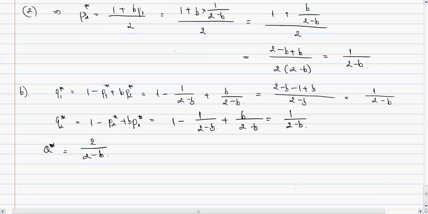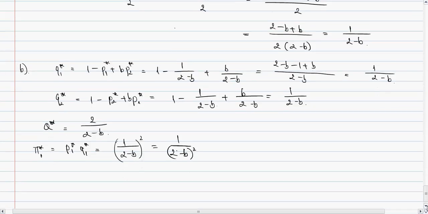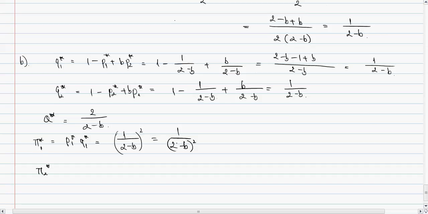And the profit for each of the firms: the profit for firm 1 will be the price of firm 1 multiplied by the quantity of firm 1. So that will be 1 over (2 minus B) squared. Similarly for firm 2, the profit for firm 2 will just be P2 star multiplied by Q2 star, and that should be equal to 1 divided by (2 minus B) squared again.